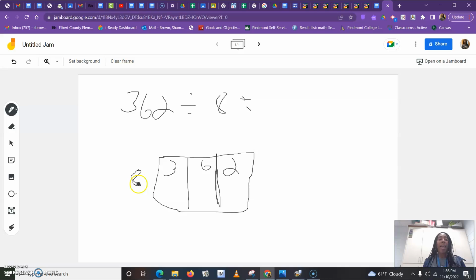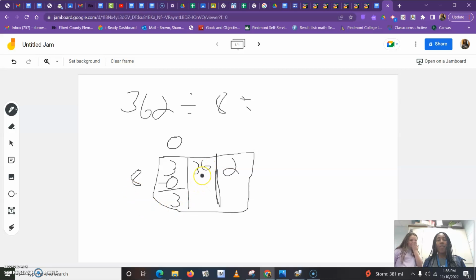Then 3 divided by 8. I can't do that because I don't have enough. 3 is not enough to take 8 away from, so I can get 0 again. 0 times 8 is 0. 3 minus 0 is 3. Bring my 3 over. Then I do 36 divided by 8.